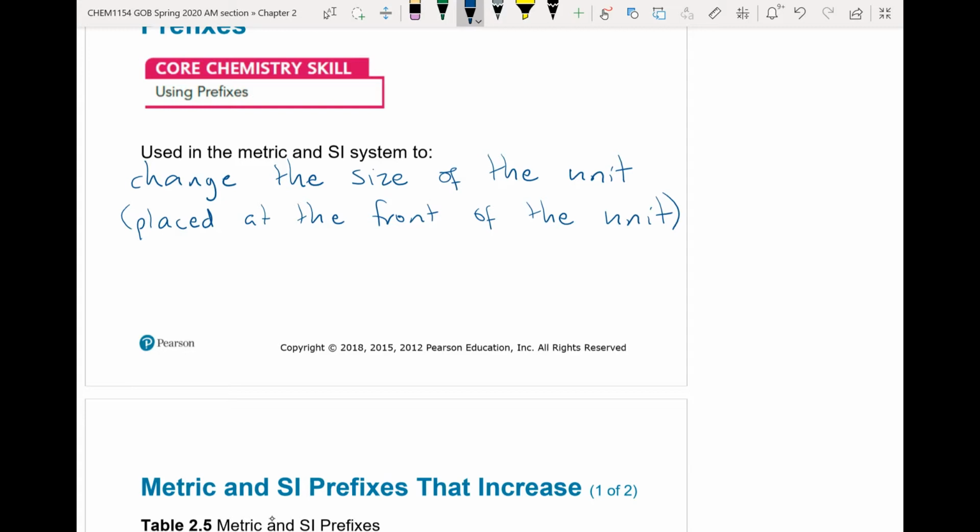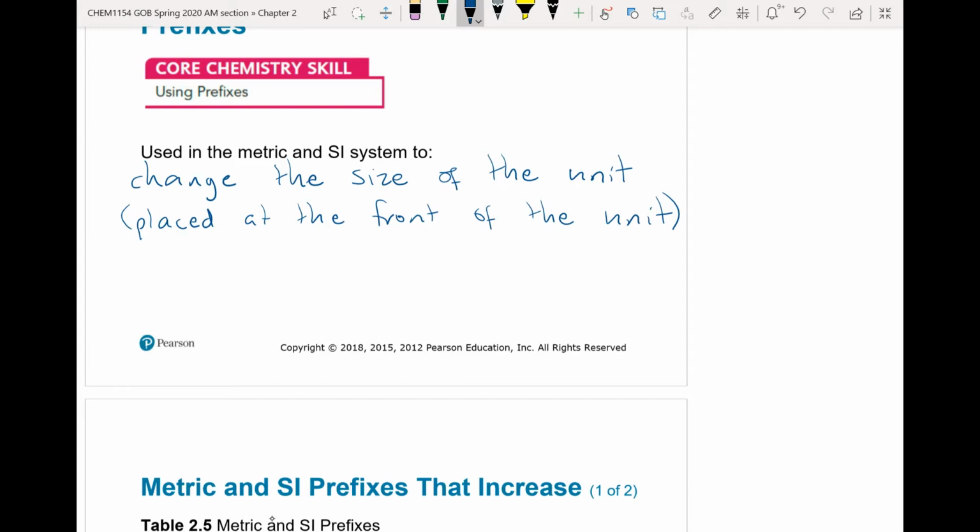On Wednesday, we had gone through some of the base units that we see in the metric system and the SI system. And we put a little star, or maybe several stars, around that table. And I said the stars are important because they mean that you have to know those. So do you remember what the base unit was for length in the metric system? The base unit for length? Meter. And what was the symbol for meter? Lowercase m, right? Small m.